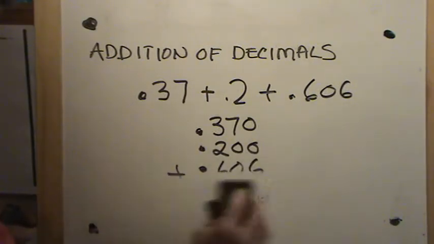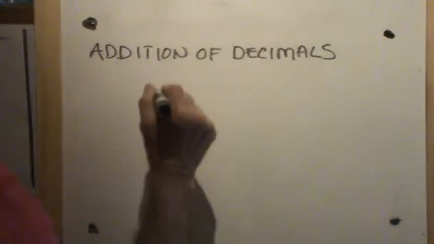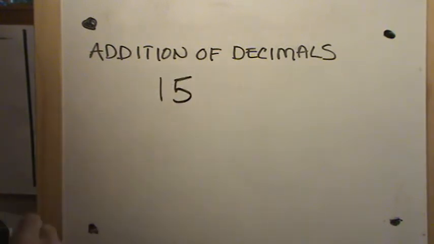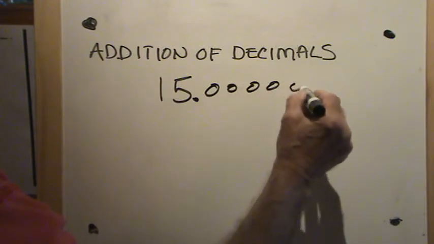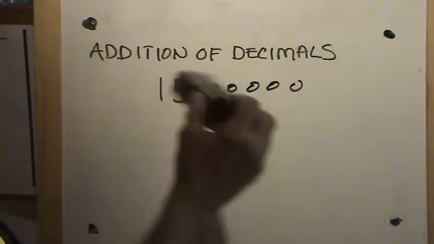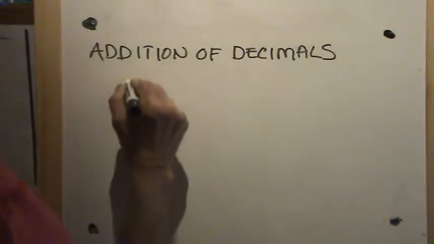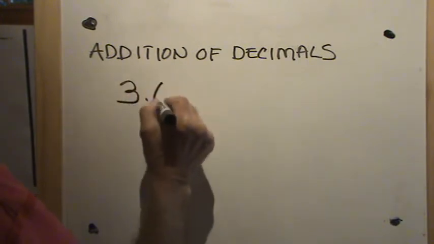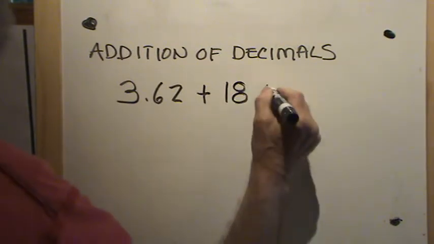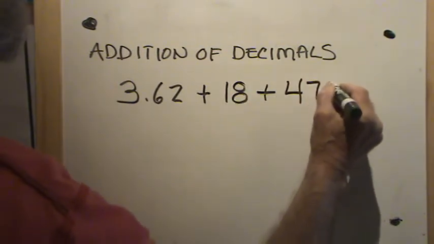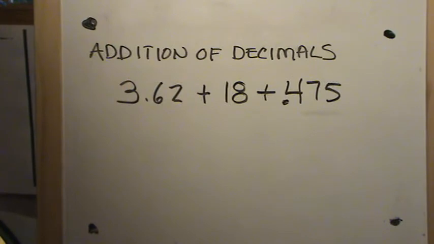So, very simple concept. There is one prerequisite skill, and I'm sure we already know that. If we have the whole number 15, we know that there is really a decimal point and an infinite amount of zeros after it. So, if we are adding decimals, and we have a problem like this, 3 and 62 hundredths plus the whole number 18 plus 475 thousandths. The process is the same.